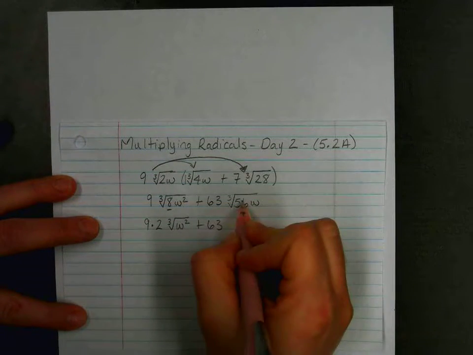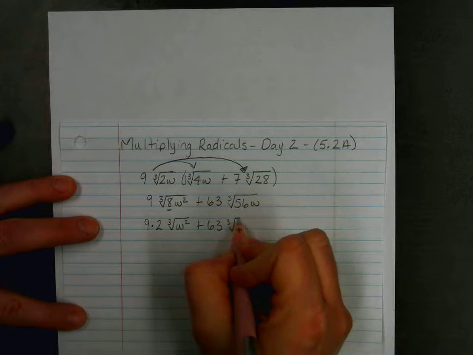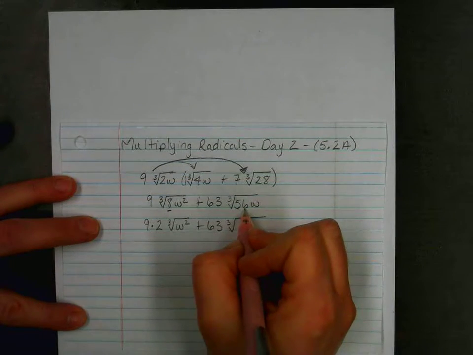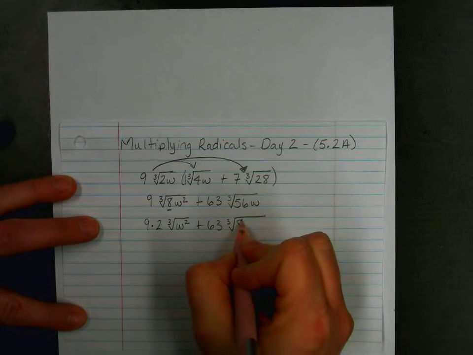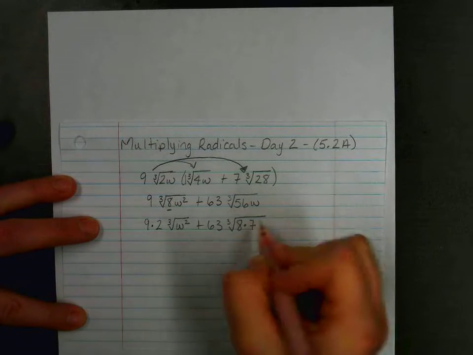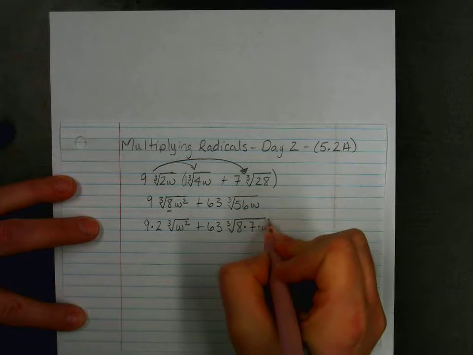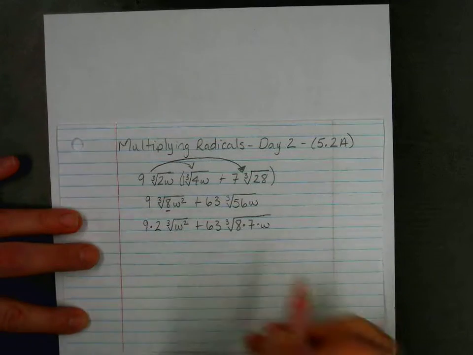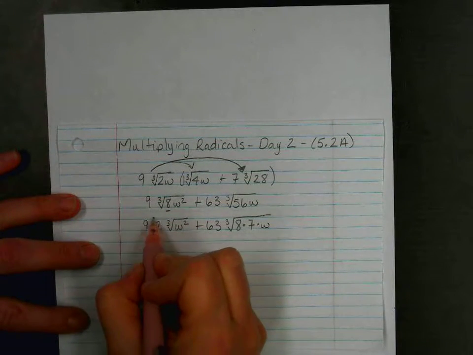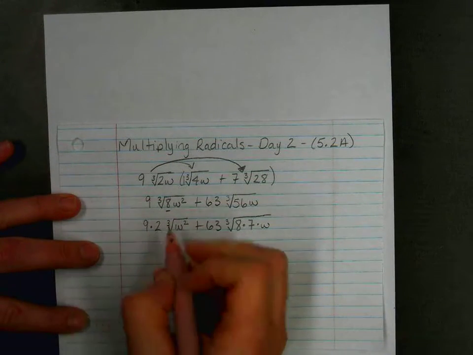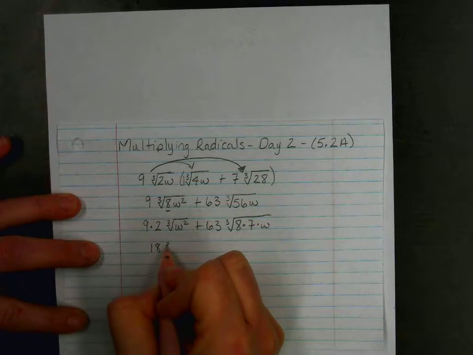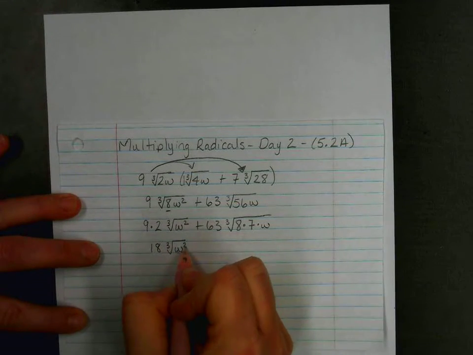Here I'm going to break down my 56, and the perfect cube that can divide into 56 evenly is the number 8 times 7, and then we still have a w. I can now multiply these two values, so 9 times 2 gives me 18, cube root of w squared.